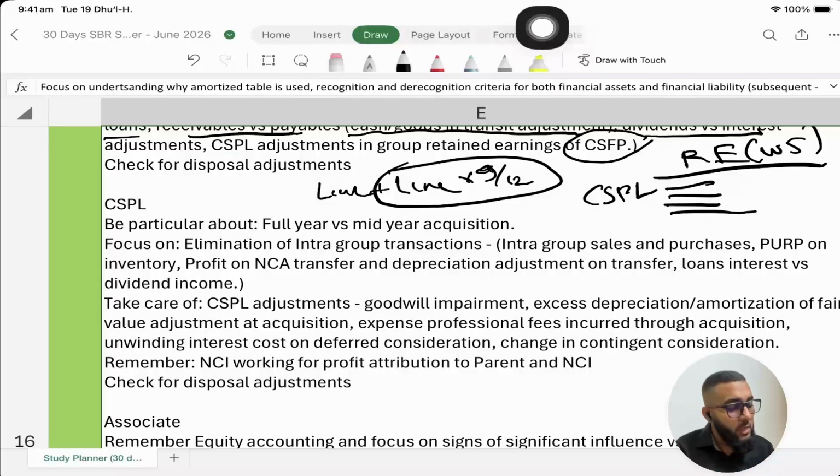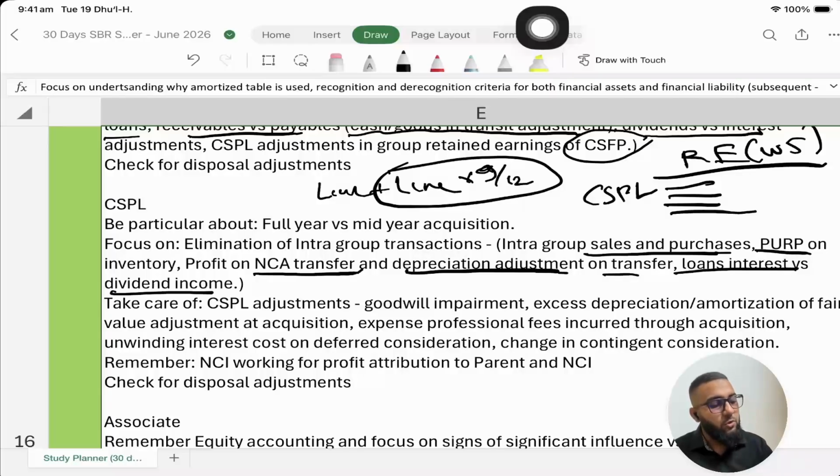Okay. Then focus on elimination of intragroup transactions. So what are the intragroup transactions pertaining to CSPL? There are sales and purchases, PURP on inventory, profit on NCA transfer and depreciation adjustment on transfer, loan interest versus dividend income. All these are going to affect the CSPL. Hence, you will have to eliminate them. So remember to do that, go back, refer to it, and become a master.